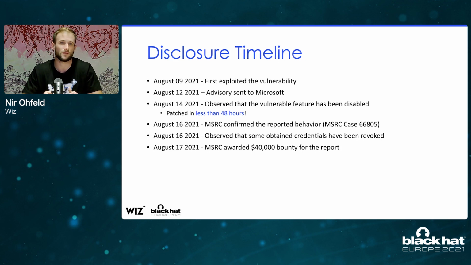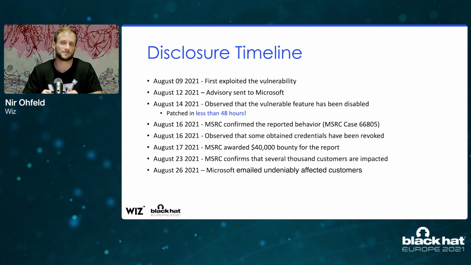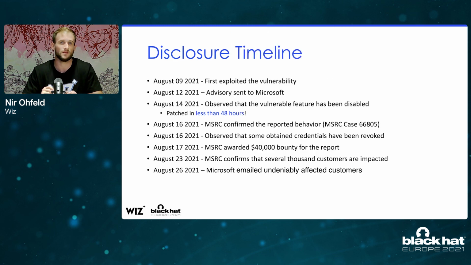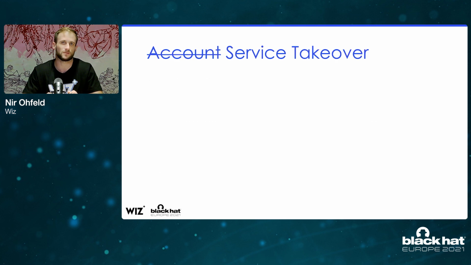On August 23rd, we had a great Teams meeting with the Microsoft team where we discussed their mitigations, and they confirmed to us that there are several thousands of customers that are impacted by this vulnerability. And 3 days later, Microsoft sent email notifications to Cosmos DB customers that had the Jupyter Notebook feature enabled during our research period. But we think that Microsoft should have emailed all potentially impacted customers. Although this vulnerability is now patched, you can never be sure that this vulnerability wasn't exploited prior to our engagement. So here's a TLDR of our entire engagement before we finish.